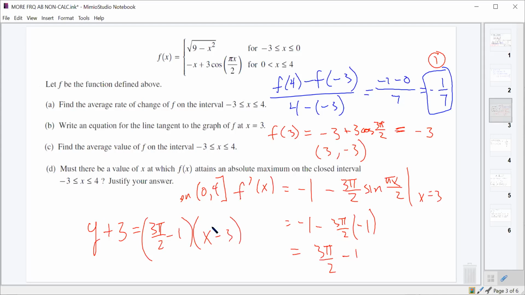And they gave you 2 points for that. 1 point if you got the slope, and 1 point if you correctly wrote the equation. Everybody good with that one?